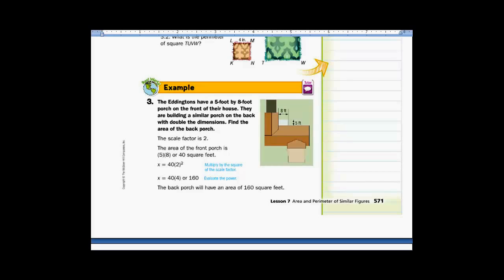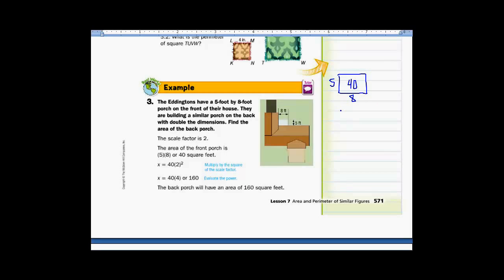A lot of people will say, okay, well, the area of the front one is 5 by 8, so the area of the front one is 40. The back one is double, so that means the back one has to be 80. That is not correct, because I want you to look at something. If we have a 5 by 8, yes, the area of that is in fact 40.